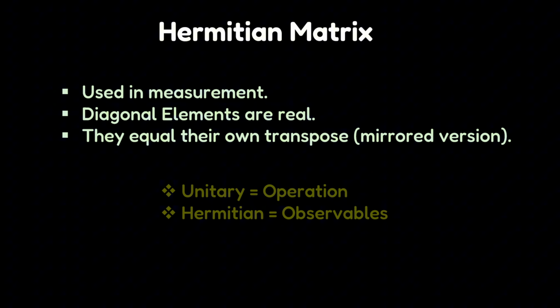A unitary matrix represents an action you can perform, or you can say operations, and a Hermitian matrix represents something you can measure, or you can say observables. In the classical world, you could compare these two. A unitary matrix is like pressing a button to rotate or flip something, and a Hermitian matrix is like using a measuring device to read a value. Both are important and both will show up constantly in quantum computing.